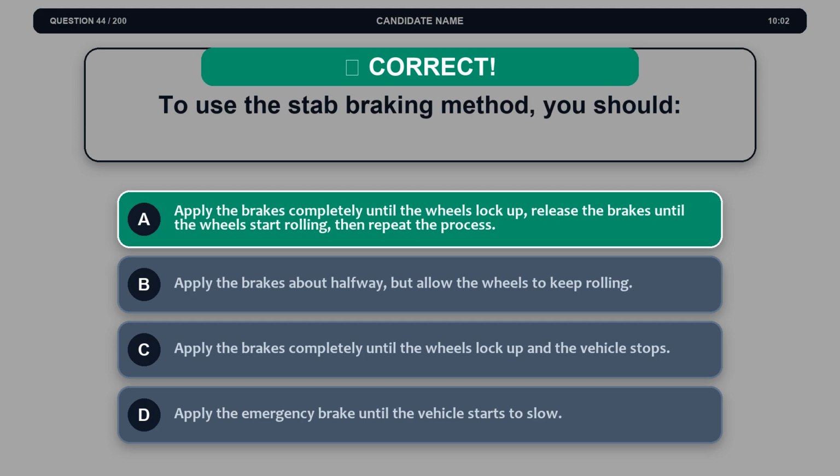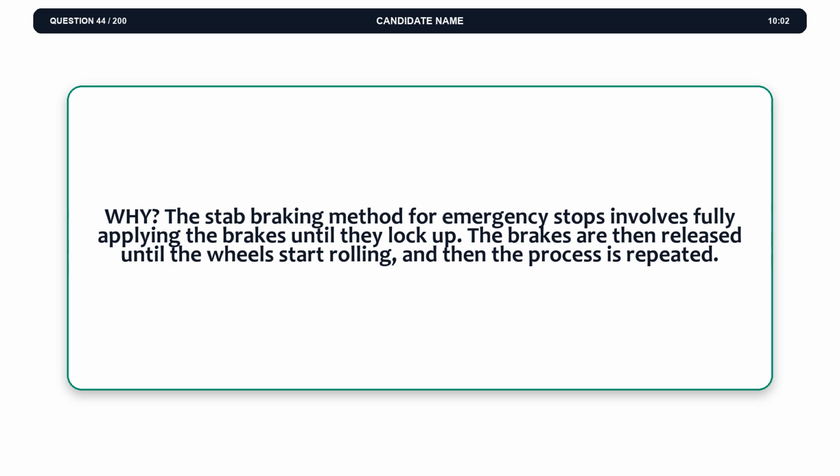The correct answer is option A. Apply the brakes completely until the wheels lock up. Release the brakes until the wheels start rolling, then repeat the process. Explanation: the stab braking method for emergency stops involves fully applying the brakes until they lock up. The brakes are then released until the wheels start rolling, and then the process is repeated.